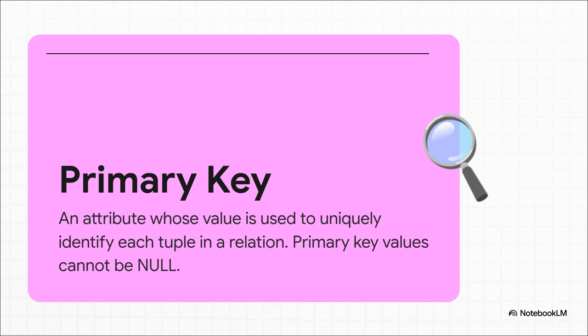The first piece of the puzzle is something called a primary key. Its job is to uniquely identify every single row. So you can think of an attribute like a student ID. It's guaranteed to be unique for each student. It's like a unique fingerprint for your data, making sure you can always pinpoint one specific record.